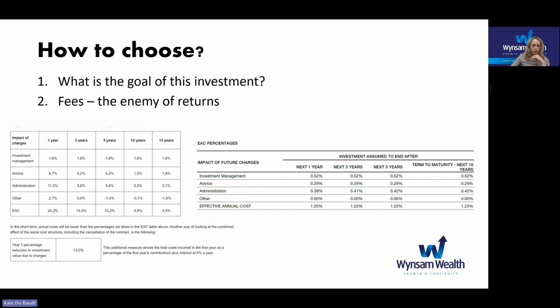So if I show you now a different type of investment, the effective annual cost on this one is 1.2%. After 10 years, 1.23%. Now, why are the structures so different? Because on this particular investment, there's a whole lot of layers of fees being added because of the number of people involved in providing this investment. You'll see that there's a very big advice fee.